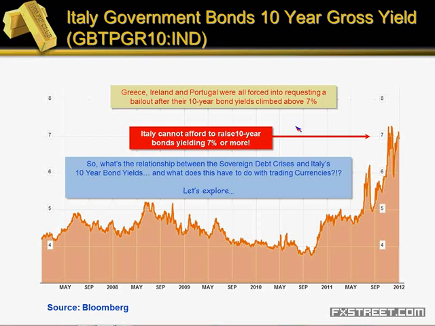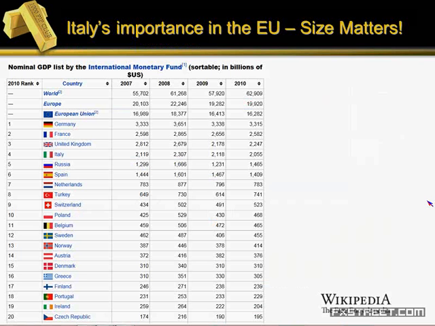The question you have to ask yourself is, why is this important for you to understand? So what's the relationship between the sovereign debt crisis and Italy's 10-year bond yields, and what does this have to do with trading currencies? That's the whole intent of my presentation today. Something to keep an eye on. Some of the facts I'll go through today, most of this you should probably know by now, but if you haven't kept a trail or list of events, then hopefully this should help you.